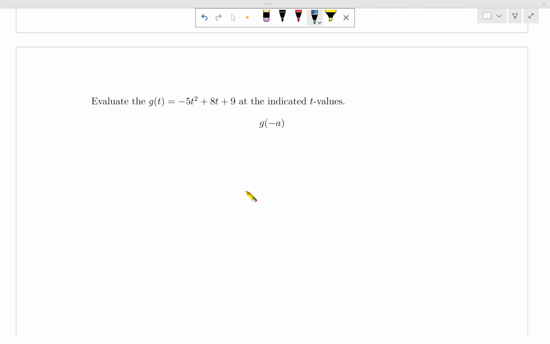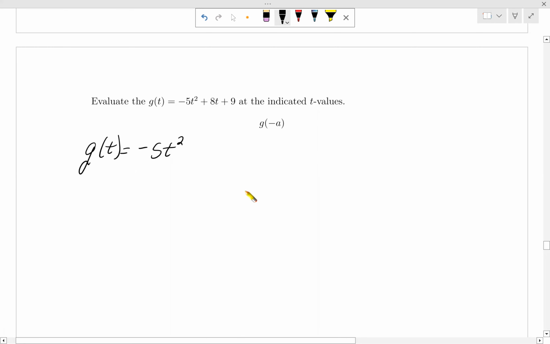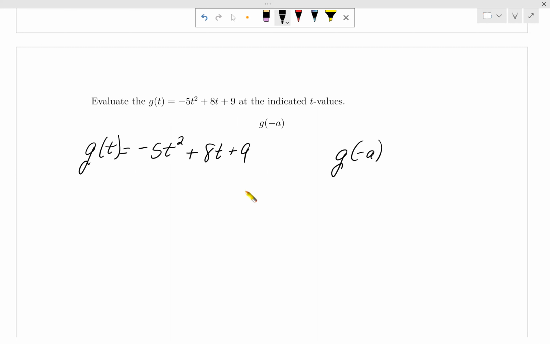Hey, so this problem wants us to evaluate the given function at the indicated t value. Our given function is g of t is equal to negative 5t squared plus 8t plus 9, and we're evaluating it at g of negative a. All right, so I'm going to plug in negative a. G of negative a, I'm going to plug it in everywhere I see a t. So that's negative 5 times (negative a) squared plus 8 times (negative a) plus 9.